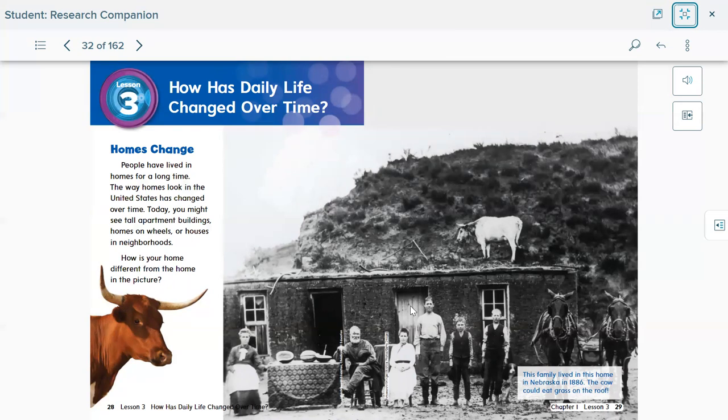Look at the homes long ago. This family lived in this home in Nebraska in 1886. The cow could eat grass on the roof. So as you see the picture, we can see everything is different. Transportation was horses and carriage, people wearing different clothes. All right, let's go to the next page.